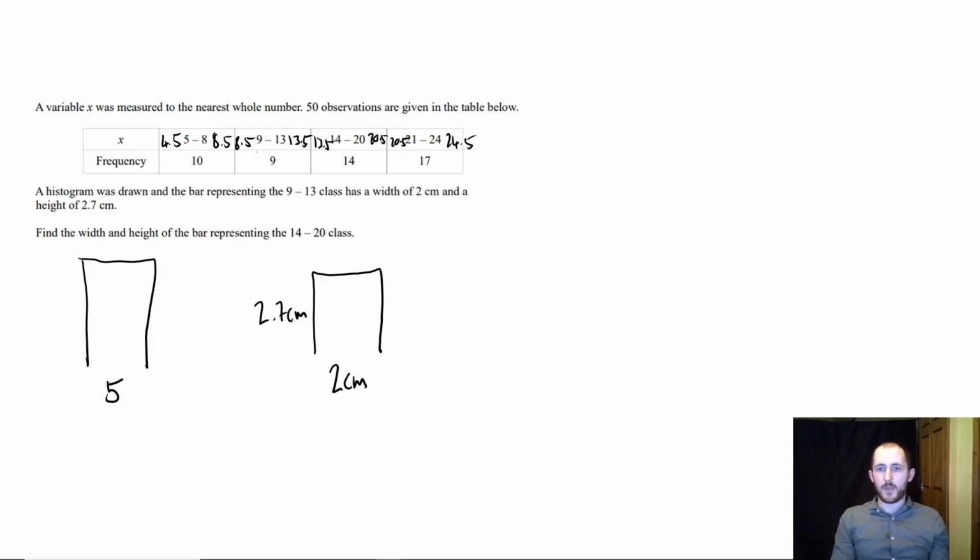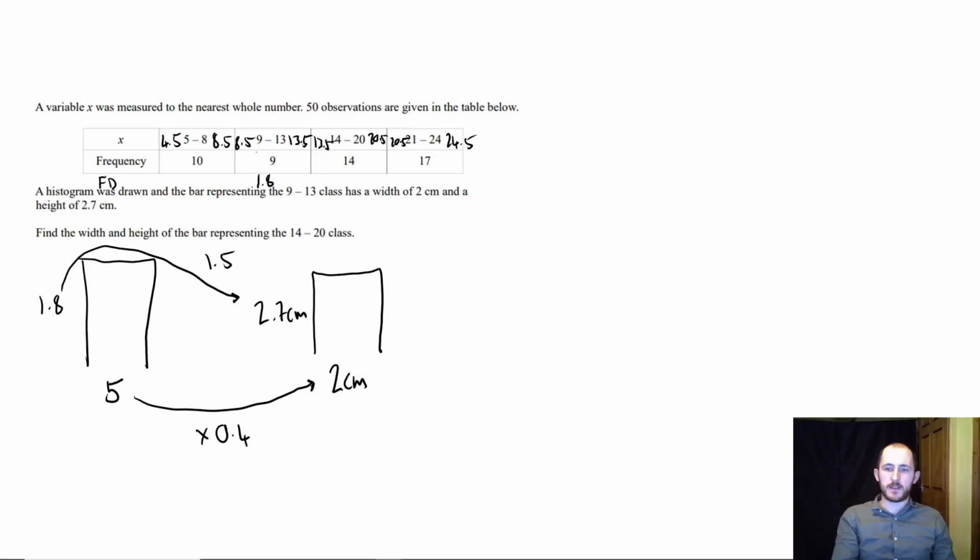Okay, and the height, well, that's going to be a frequency density thing, right? So we can work out the frequency density down here. 9 divided by 5 is 1.8. Like that. So what we can do is have a look at what the scale is along the x-axis and along the y-axis. So to go from 5 to 2, all we do is take 2/5, which is 0.4. To go from 1.8 to 2.7, all we do is times by 1.5.